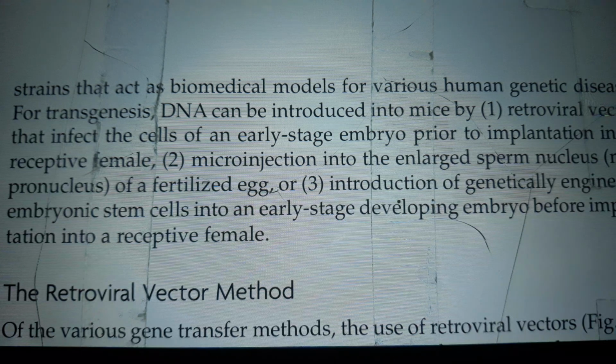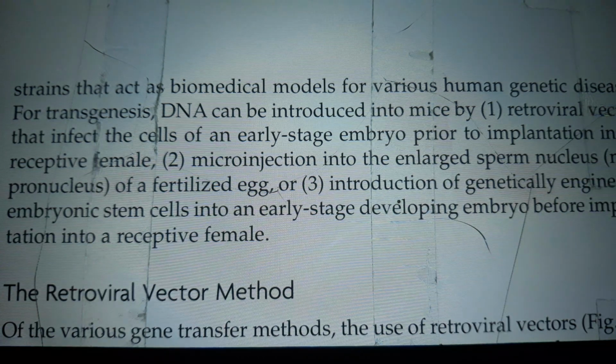For transgenesis, DNA can be introduced into mice by: one, retroviral vectors that infect the cells of an early stage embryo prior to implantation into a receptive female; two, microinjection into the enlarged sperm nucleus, the male pronucleus, of a fertilized egg; or three, introduction of genetically engineered embryonic stem cells into an early stage developing embryo before implantation into a receptive female.